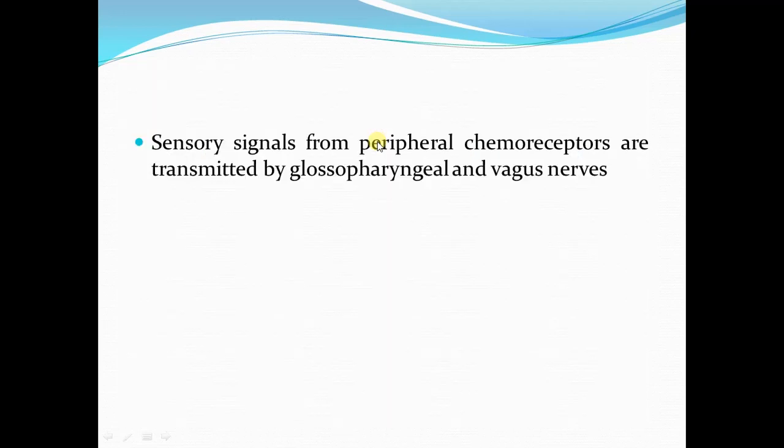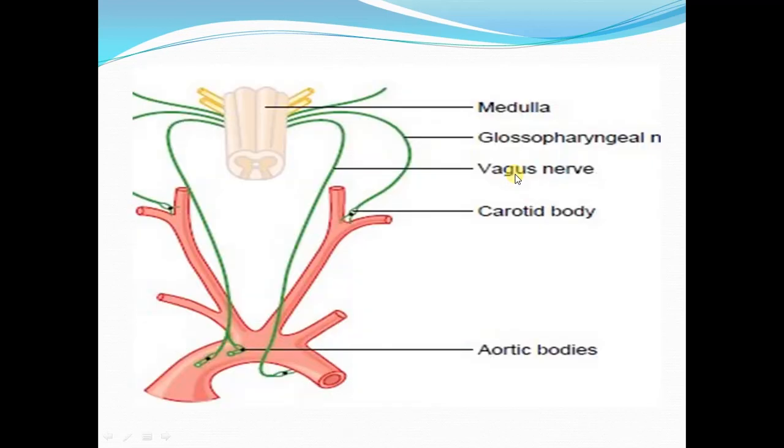Now, when peripheral chemoreceptors are excited, they send sensory signals to the respiratory control centers present in the brain. Their signals are transmitted via the glossopharyngeal and the vagus nerve. These nerve signals through the glossopharyngeal and the vagus nerve terminate in the nucleus of tractus solitarius, which constitutes the dorsal respiratory group of neurons, which is the inspiratory area present in the respiratory center.